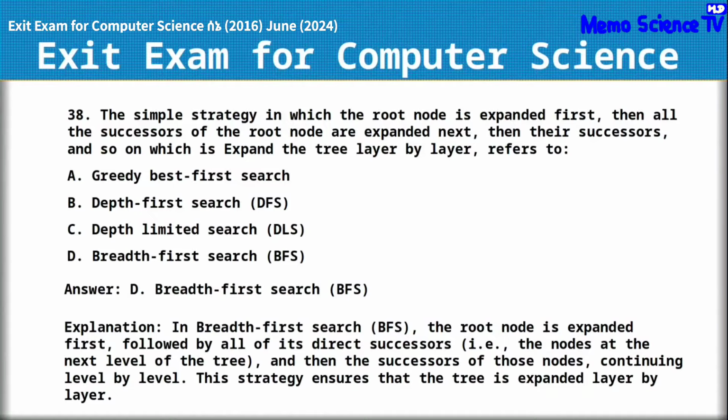In breadth first search the root node is expanded first followed by all of its direct successors, which means the nodes at the next level of the tree, and then the successors of those nodes, continuing level by level. This strategy ensures that the tree is expanded layer by layer.